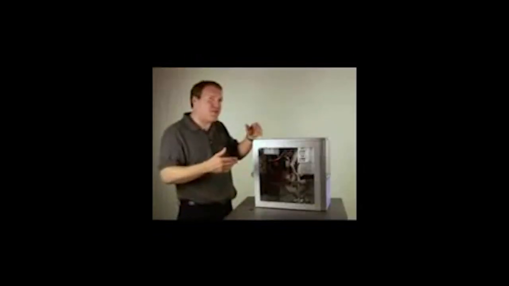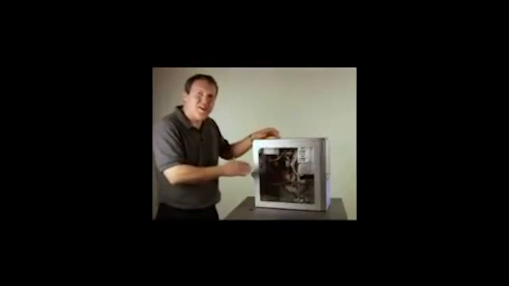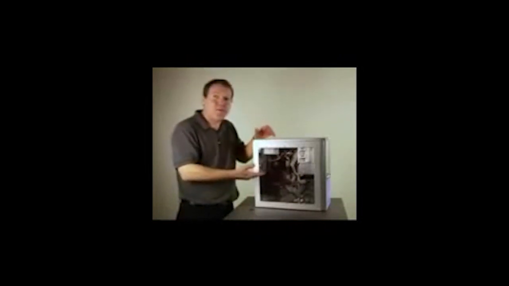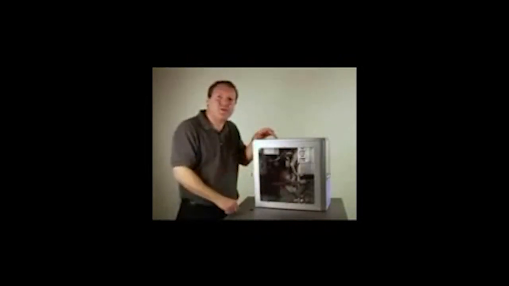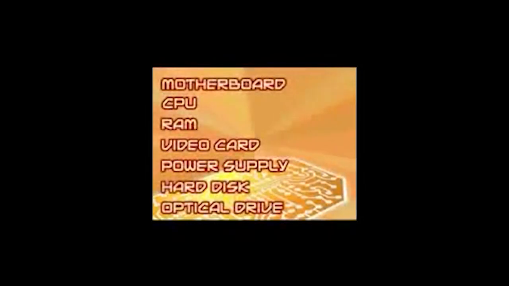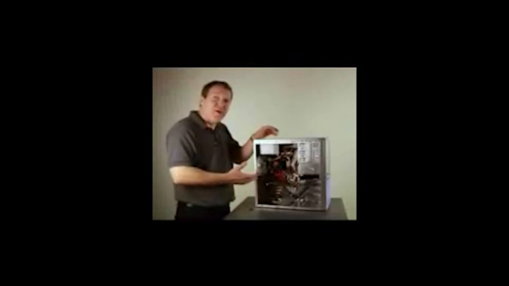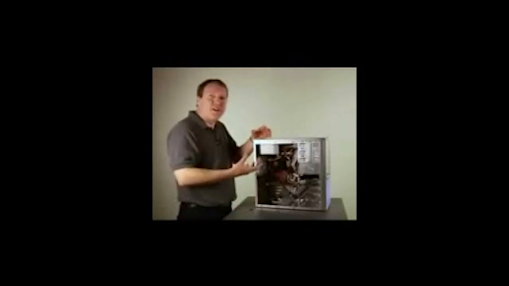If you're the kind of person who's always wondered what's inside a computer, then this is the video for you. What we're going to do here is open up a machine and look at the 7 major components that you find inside. The motherboard is the heart of the computer. Every part either sits on the motherboard or connects to it in some way. In this machine, this big red rectangle is the motherboard.